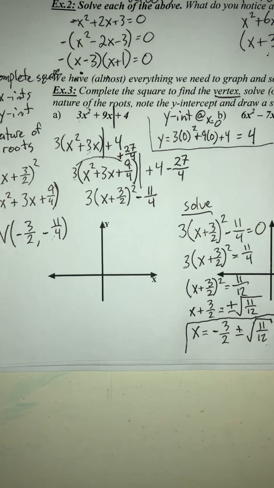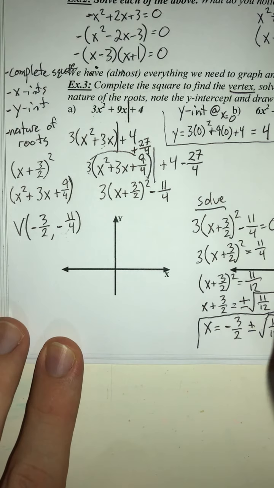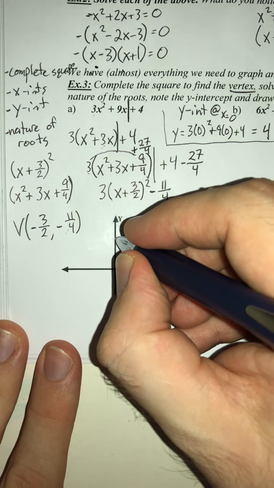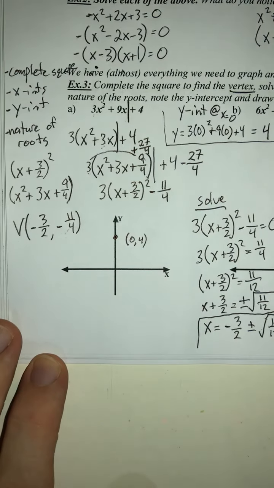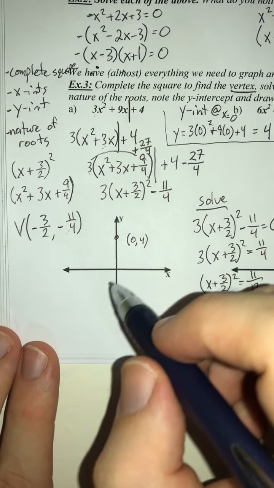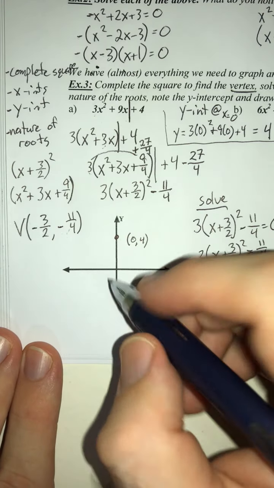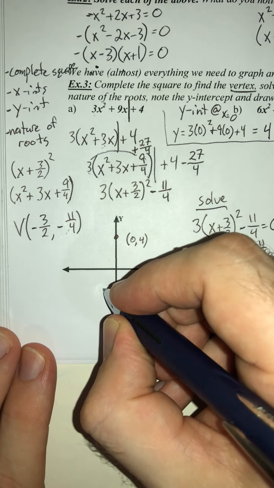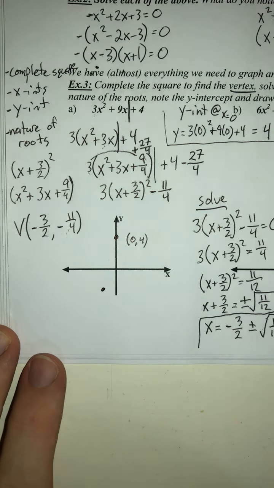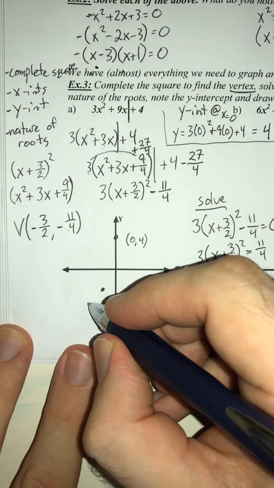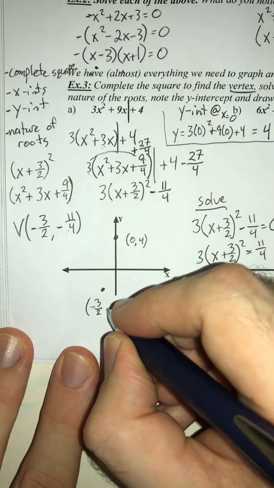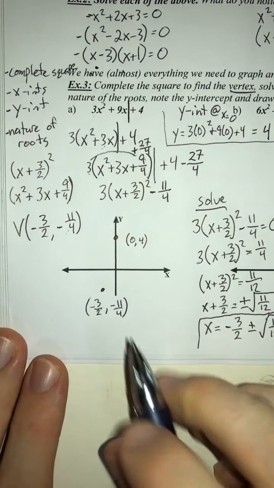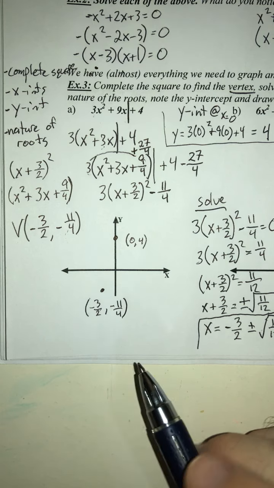So now when you're plotting this out, you're going to do this. My y-intercept is at 4, so I'm going to plot this point, the point 0, 4. I'm going to plot out my vertex, which is negative 3 over 2, and this is approximately somewhere down here. Again, I don't need it to be exact, I'm not expecting it to be exact for this, just in the right quadrant. So this is at negative 3 over 2, negative 11 over 4. So I'm indicating the vertex in my graph.